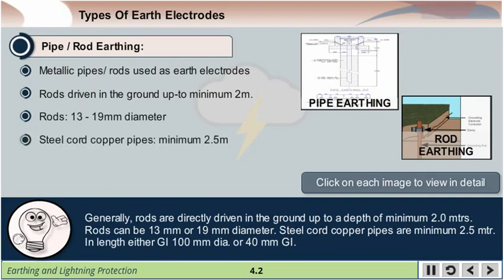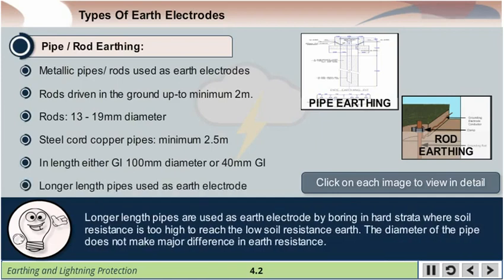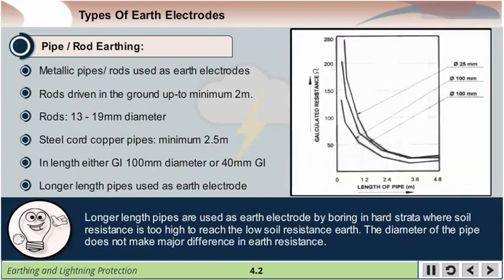Steel cored copper pipes are minimum 2.5 meters in length, either GI 100 millimeters diameter or GI 40 millimeters diameter. Longer pipes are used as earth electrode by boring in hard strata where soil resistance is too high to reach the low soil resistance earth. The diameter of the pipe does not make a major difference in earth resistance.